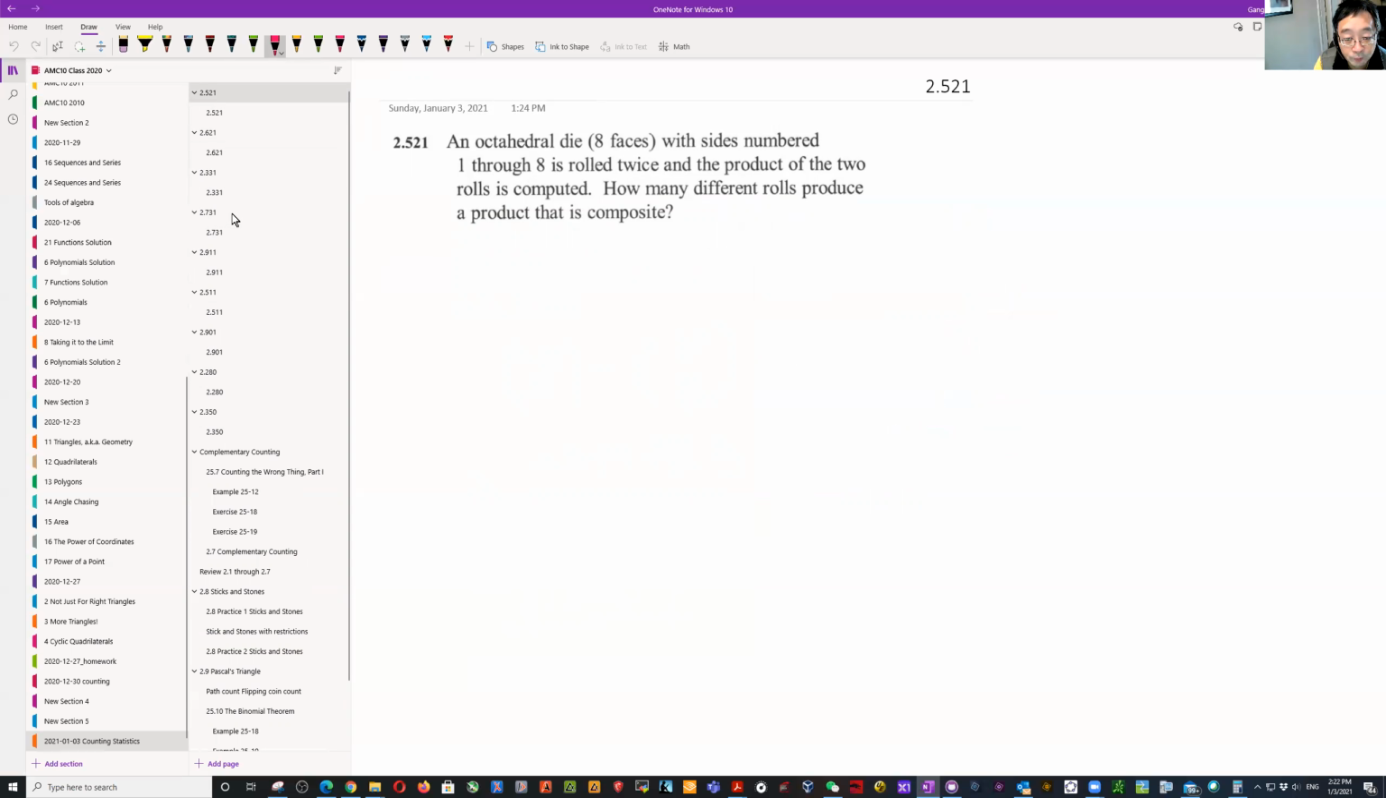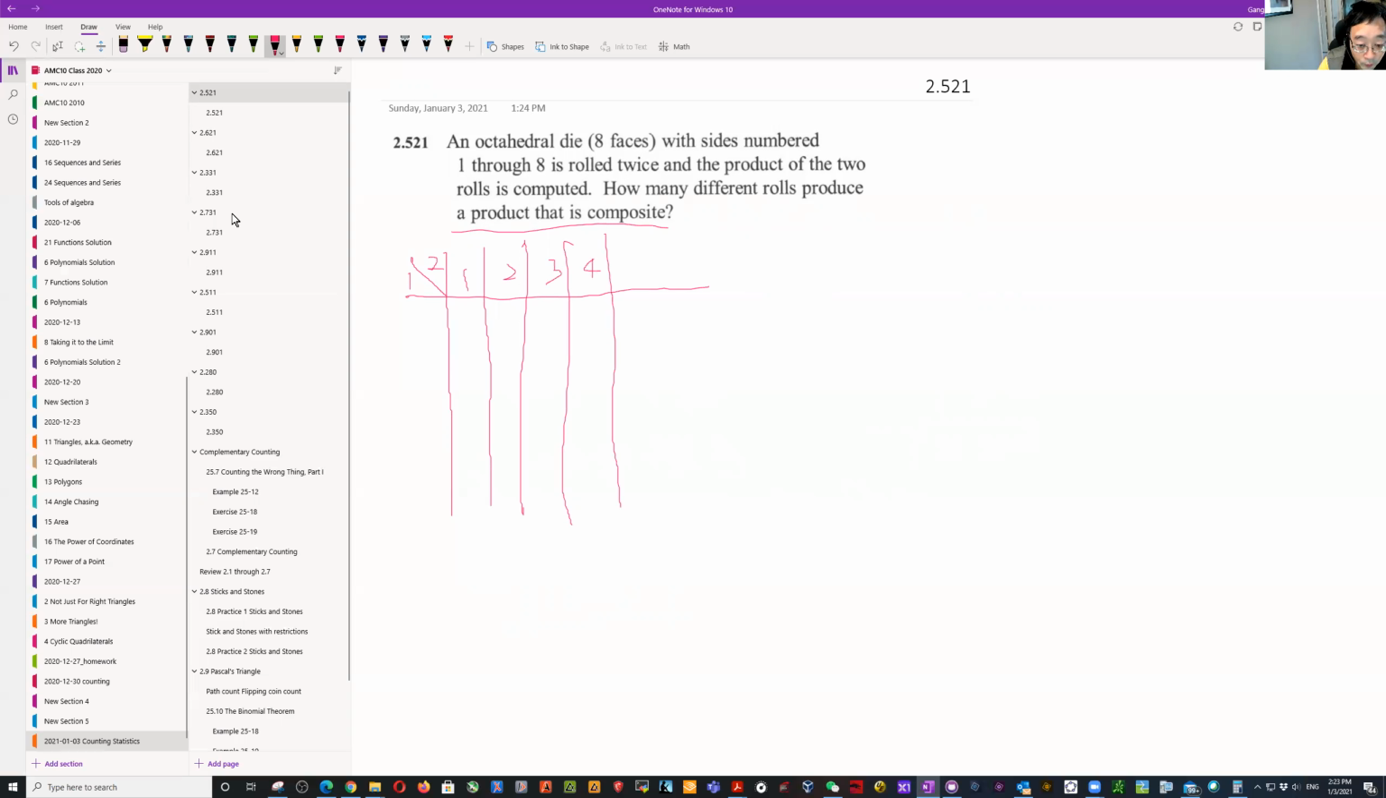And an octahedron die, that's 8 faces with sides numbered 1 through 8, is rolled twice, and the product of the 2 rolls is computed. How many different rolls produce a product that is composite? So like with 2 dice rolls, it's usually easiest by just doing a matrix, because 8 is a small number. So let's say the column is roll 1, and the rows represent roll 2. So we can actually make a table or matrix by this.